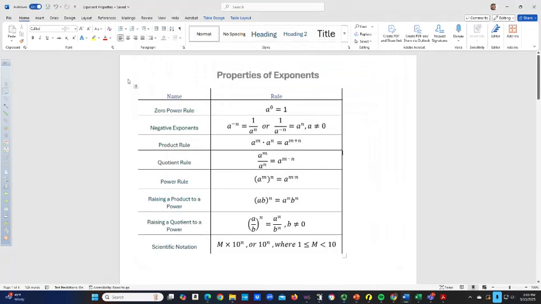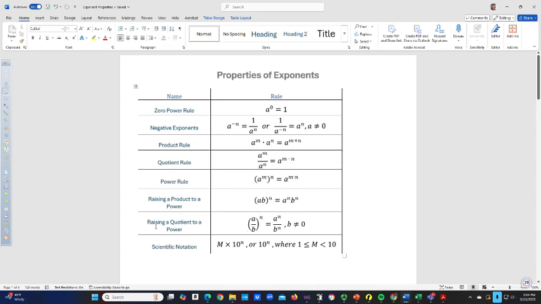All right, so let's make sure we understand these properties of exponents because there are a few rules that we follow when we're dealing with simplifying expressions that have exponents. There are 7 rules to follow. There's your zero power rule, your negative exponent rule, your product rule, quotient rule, power rule, raising a product to a power rule, raising a quotient to a power rule, right? And sometimes you might see these as the zero property.